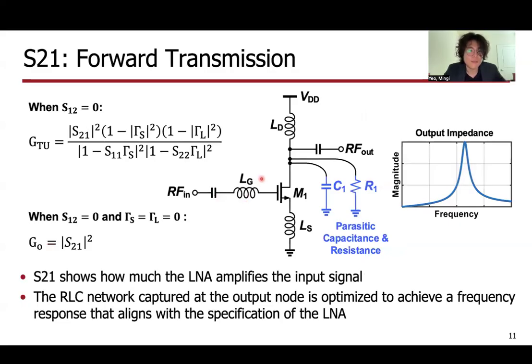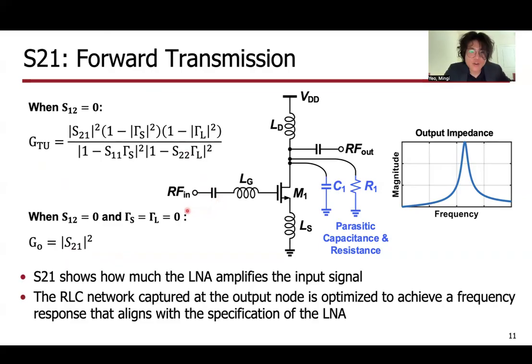S21 is a network parameter that describes the forward transmission of the signals that we have from input to the output. I've listed the transducer gain equations to the left here, with the unilateral transducer gain up top and the zero reflection transducer gain on the bottom. I put it here just to show that S21 is strongly linked to the power gain equations. So to find S21, we just need to look for the gain of the LNA.